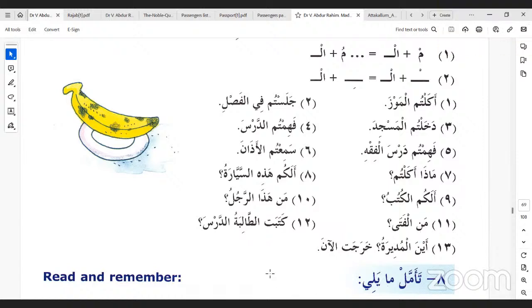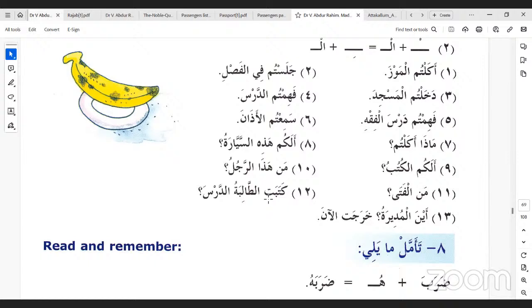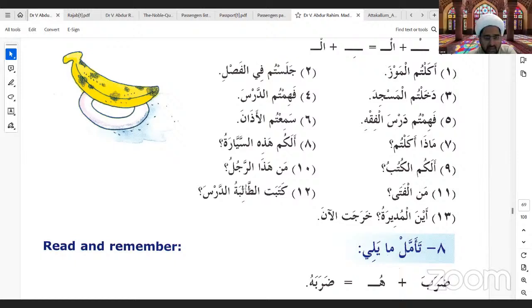Talibatu darsa, and there's no sakin that I can see. There is a sakin on the ta. So you will read the ta with a kasra. Katabat talibatu. But there is also a fatha on top of it, but we'll also consider it to be sakin. Which one? The ta.